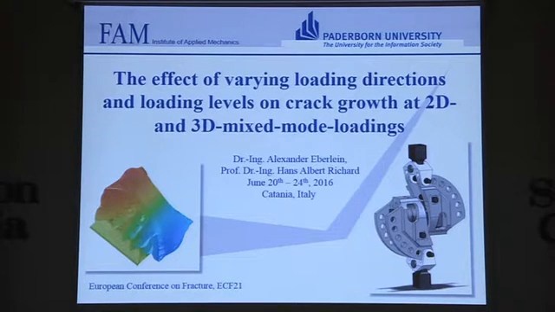Good afternoon, dear ladies and gentlemen. It's a pleasure for me to present here our investigations on the effect of varying loading directions and loading levels on the crack growth at 2D and 3D mixed mode loadings.